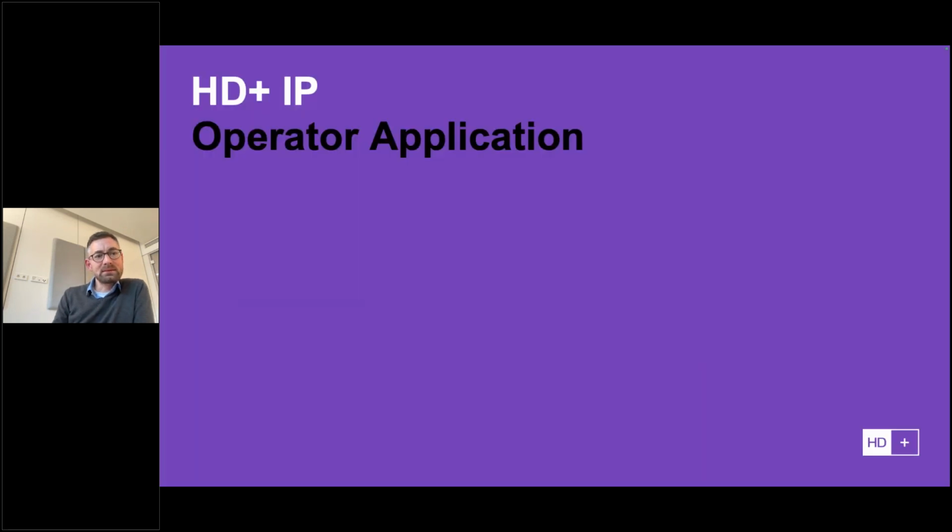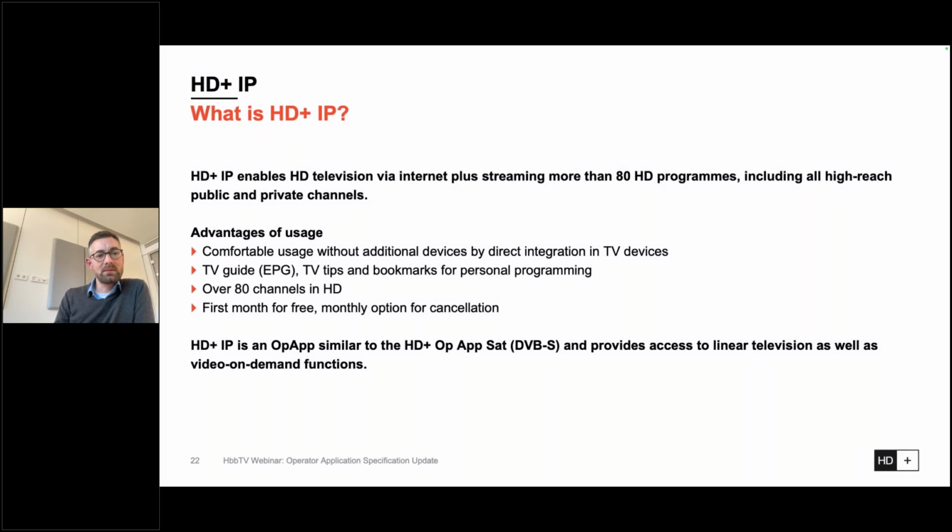Then at the end, I already mentioned it, we also introduced an operator application for HD+ IP, so on a pure IP basis, but it has more or less the same look and feel as we have on satellite. We have 80 channels here. Of course, on satellite you have a little bit more than 80 channels, but still 80 channels, and I think that's the most important channels for Germany.